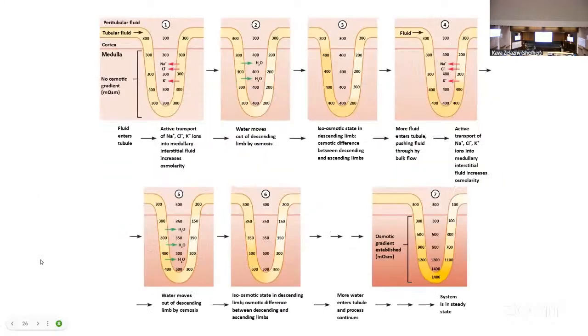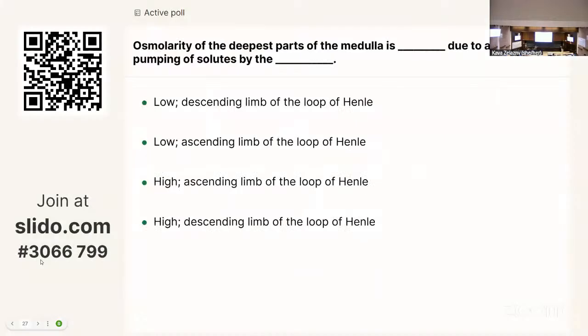So that's our big picture again. Your book walks through that in detail too. If you want to go through it in detail, happy to talk about it. Otherwise, what we want to know are the properties of that steady state, as well as what is actually able to cross the descending limb, water, versus the ascending limb, solutes.